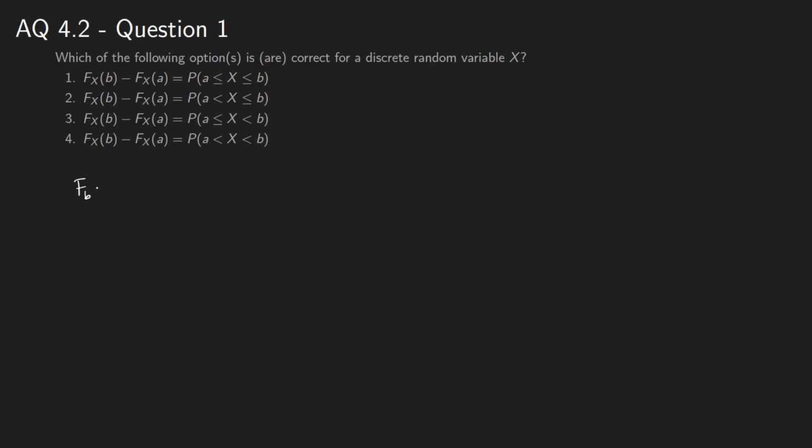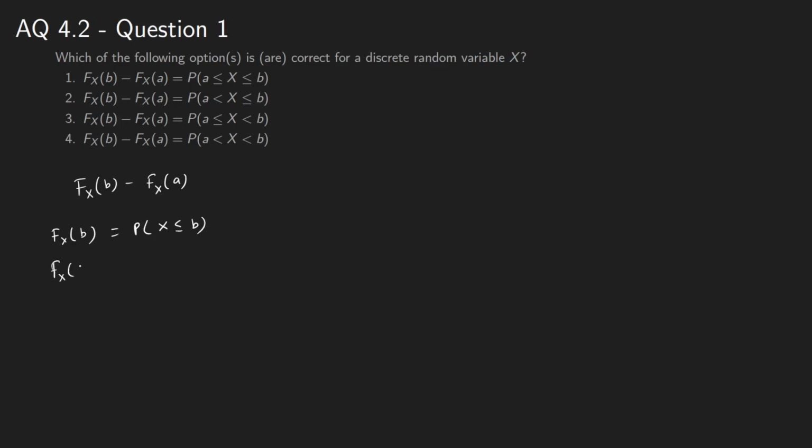So this is the CDF. The CDF of x at b minus the CDF of x at a, what will it represent? That we have to answer here. As you know, the CDF of any random variable at any point, suppose it's b, represents the probability that x will take value less than or equal to b. It's including the point b. That's the important thing here.